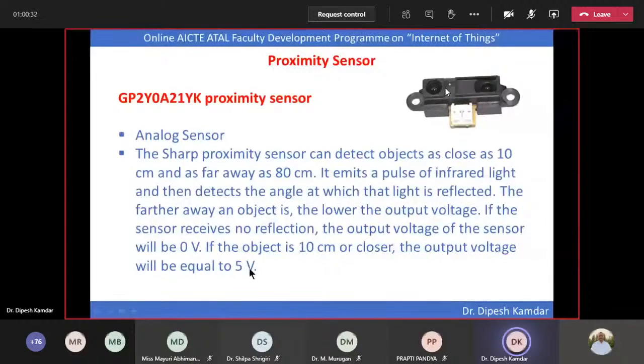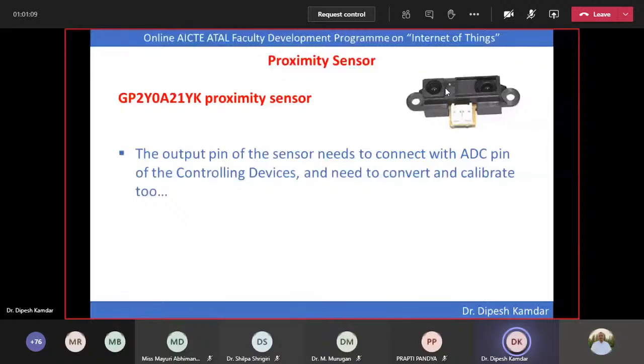Now we know that from 10 centimeters we get 5 volts, and from 80 centimeters we will get 0 volts. So now we know the range of voltage which we are going to receive. If I am getting 2.5 volts, I can say that my object is approximately 40 centimeters away from the sensor. So this is how we can calibrate the sensor's data and find out the distance using a proximity sensor.